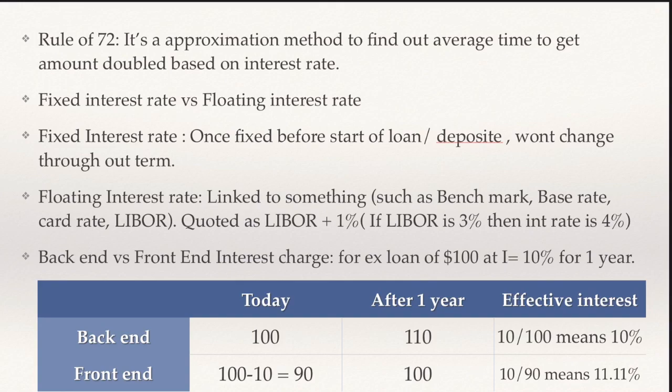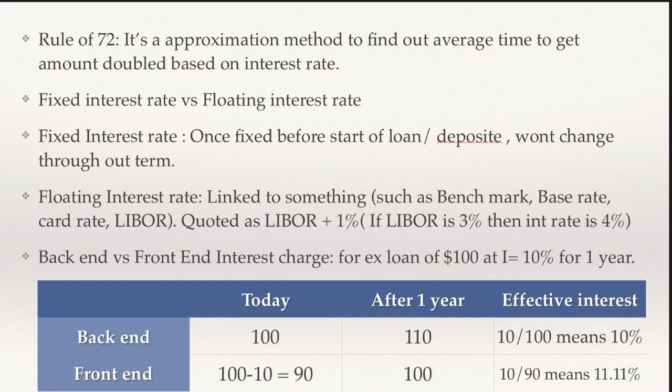Then comes the concept of back end versus front end interest charge. We generally come across back end interest only. It is more reasonable. For example, you took a loan of 100 today. How much will you get? 100. After 1 year at 10%, how much do you pay? 110, 100 plus 10 interest, total 110. That means 10%. But front end happens in mandis in India, that means markets in India.